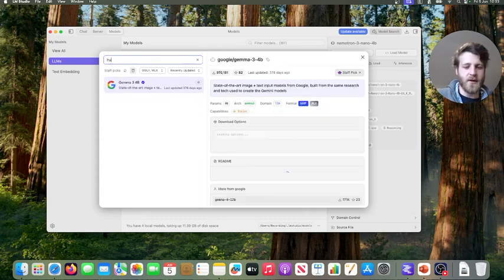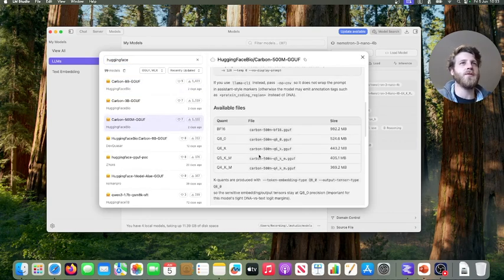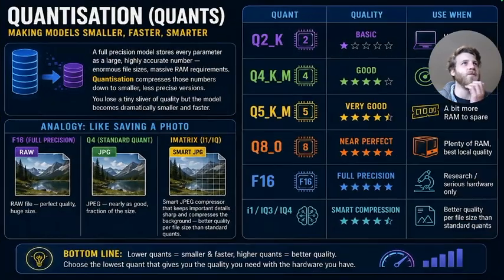So if we just head back to looking at some of those quant values, so BF16, Q8, Q6, Q5, Q4, what does all of that mean? Well, quantization makes models smaller, faster, and smarter, and it supports your ability to run them on home machinery, local machinery, without needing a huge AI stack or a data center to run some of these models.